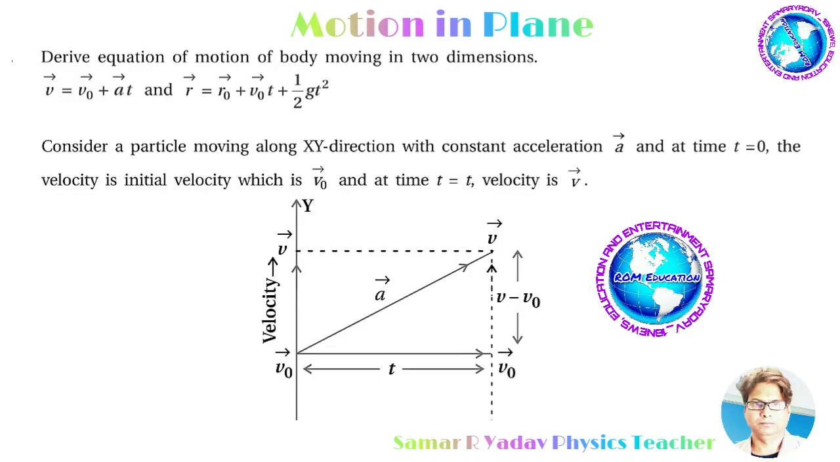Chapter Motion in Plane. Now to see one topic. Derive equation of motion of body moving in two dimension. Vector v is equal to vector v0 plus vector a t and vector r is equal to vector r0 plus v0 vector into t plus 1 half g t square.